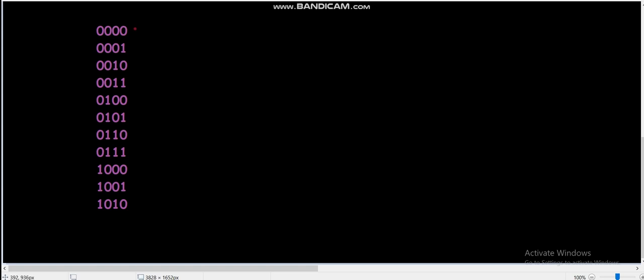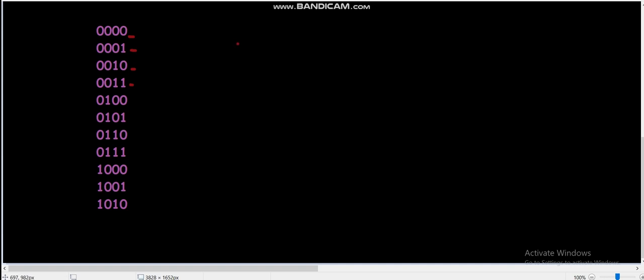So here you have to observe some patterns. The first bit alternates 0 1 0 1, like there is a pattern 0 1 0 1. Now for the second bit, the pattern will be 0 0 1 1 0 0 1 1, and for the third bit it is 4 zeros 4 ones, and for the fourth bit it is 8 zeros 8 ones. So that is the pattern you have to observe. Now let me explain what our algorithm will be.